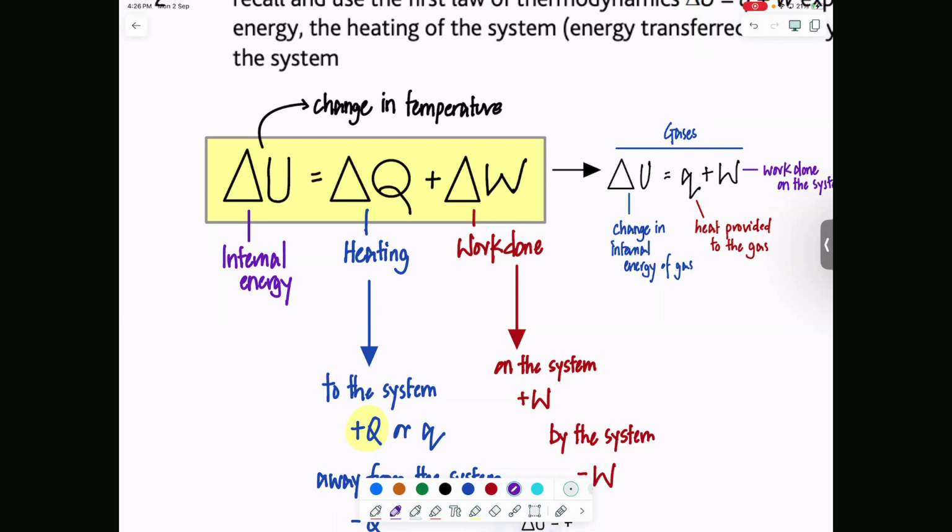Give me a work done example. Because most of these examples are heating, right? Can you give me an example of work done that makes an object heat up? Gas in a syringe.